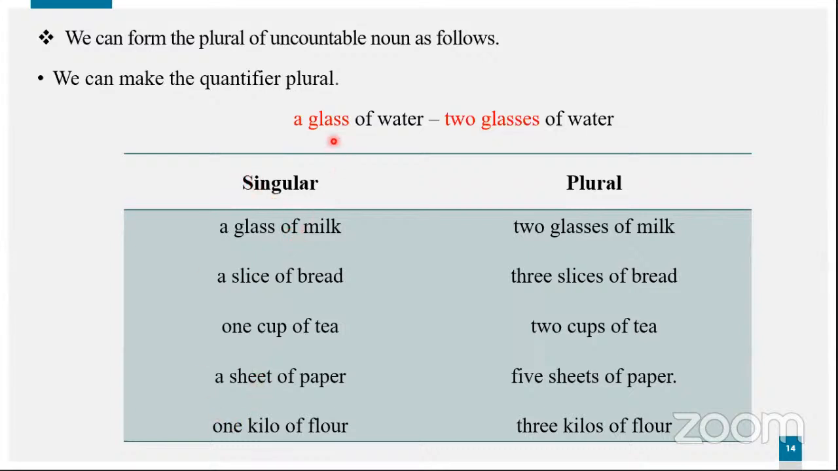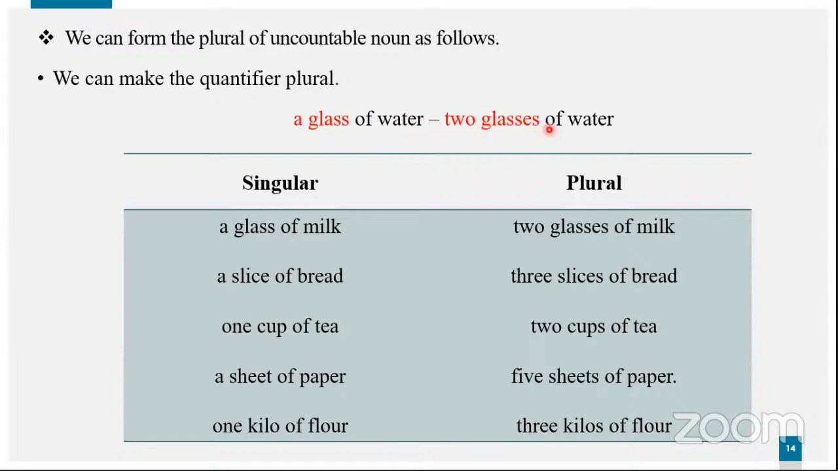Now look at this example. A glass of water, right? We can make the glass plural. We can make the word glass plural, right? We can count glasses. A glass, two glasses, right? A glass of water, two glasses of water.